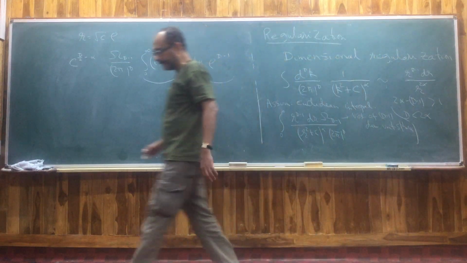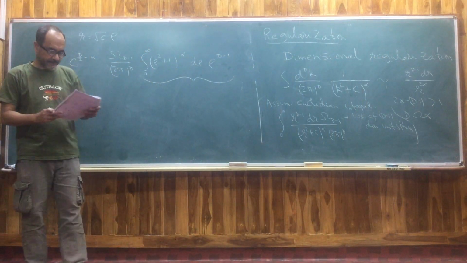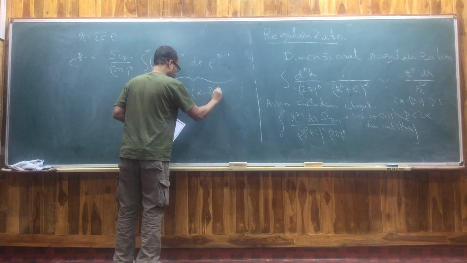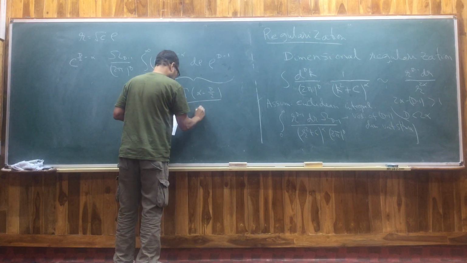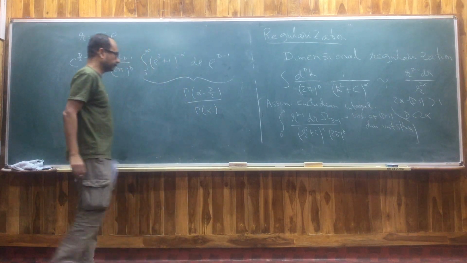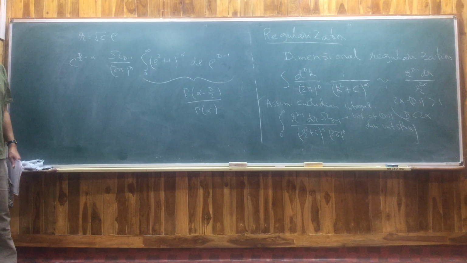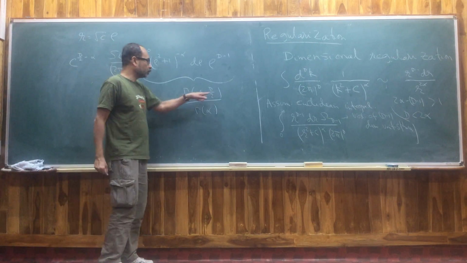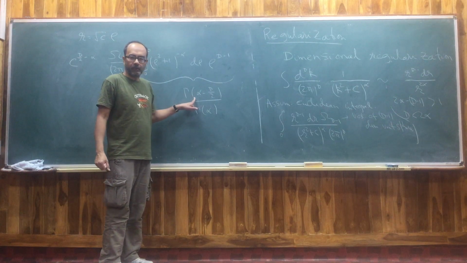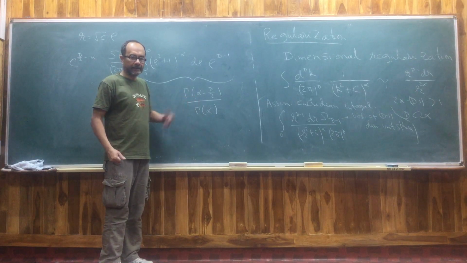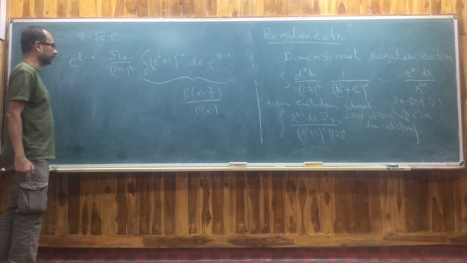And the answer for this I'll write down. This you can try to check. This is gamma of alpha minus d by 2 divided by gamma of alpha. If d goes to 2 alpha, then this goes to gamma 0. Gamma has a pole at 0, so you get back the divergence. But otherwise this is a function.